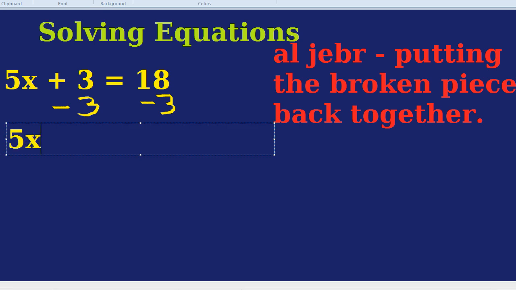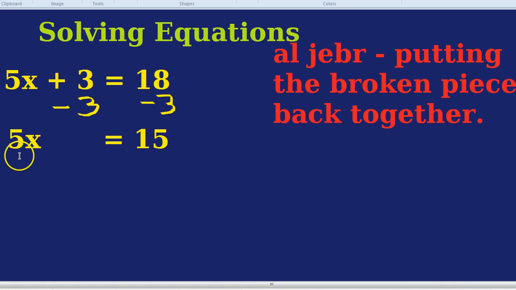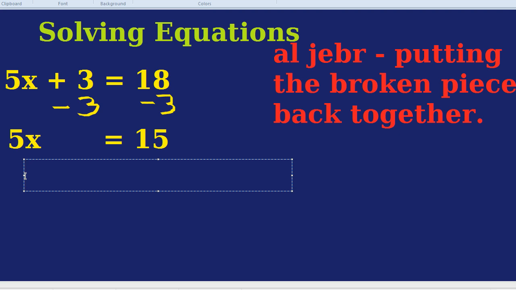We're still going to have the 5x, which is not affected at all, and we're going to have equals to 18 take away 3, which is 15. If 5x equals 15, now we can get rid of that 5. 5 next to the x means 5 times x. How do we get rid of times by 5? Well, the last step in an equation is almost always to divide. So yes, we're going to divide by 5 and get x equals.